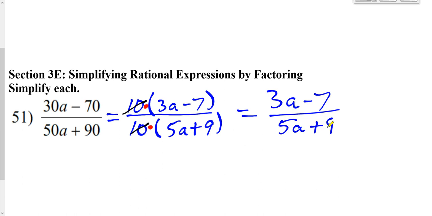Now, just be aware, you cannot do anything between your 3 in front of the A and your 9 on the bottom because it's not 3 times the whole top. And we can't do anything with the A's because it's not A times everything on top and A times everything on the bottom.